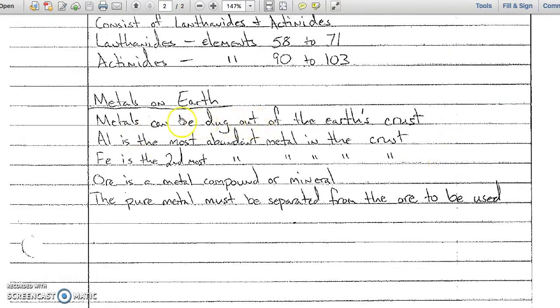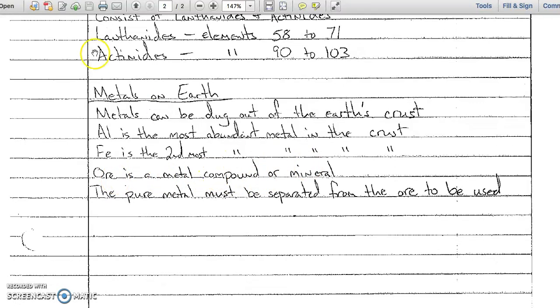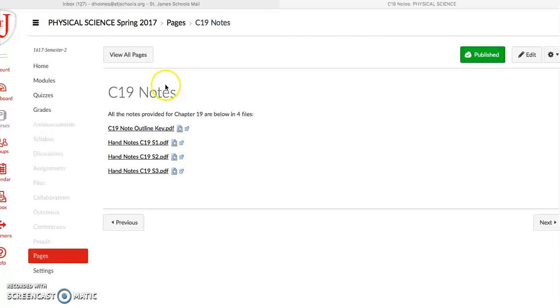Metals in the Earth's crust: most of them we can dig out of the Earth's crust. Aluminum is the most abundant metal in the Earth's crust. Iron is the second most abundant metal in the Earth's crust. Ore is a metal compound or mineral. Pure metal has to be separated from the ore to be used. So that's section 1. Let's go to section 2.